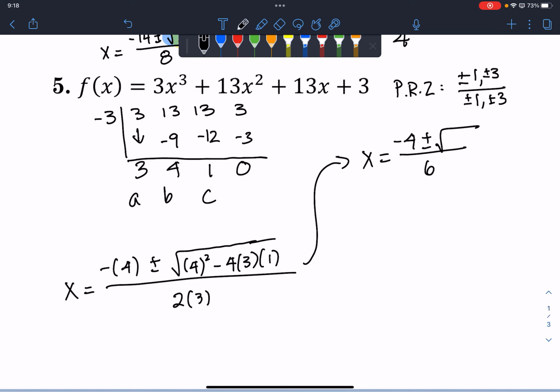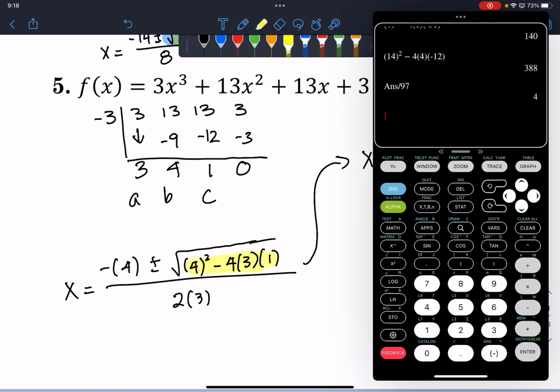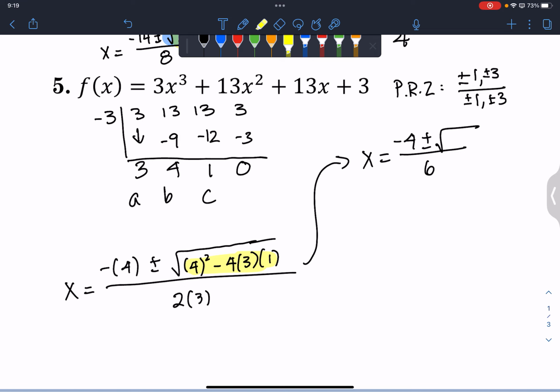So all I'm pending right now is this here. So let's see what that equals to. So 4 squared minus 4 times 3 times 1 is equal to 4. And that's perfect, because 4 is a perfect square. x equals negative 4 plus or minus 2, times the square root of 6.